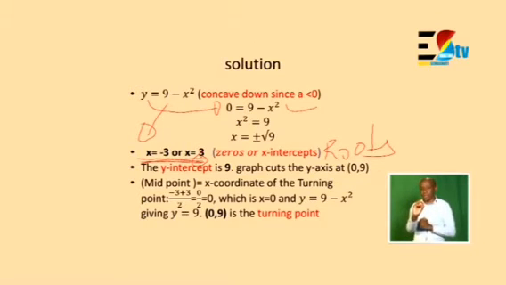So these are the x values. We call them roots or zeros or just x-intercepts. Then the y-intercept is 9, as I already said. Then the last thing, the fourth thing, is the midpoint. How can we get the midpoint?